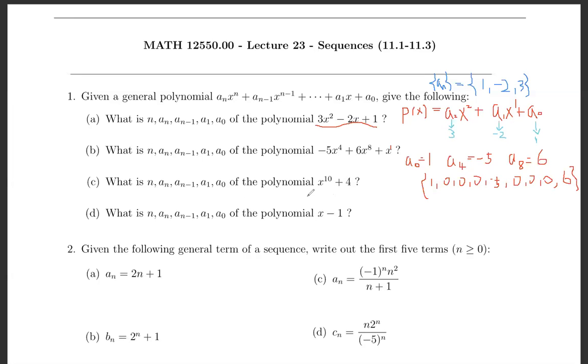For part C, you have the constant term is 4, and A10, it has the 10th power, that is 1, and the rest is 0. So it becomes 4, A1 is 0, A2 is 0, A3 is 0, A4 is 0, A5 is 0, A6 is 0, A7 is 0, A8 is 0, A9 is 0, but A10 is 1.